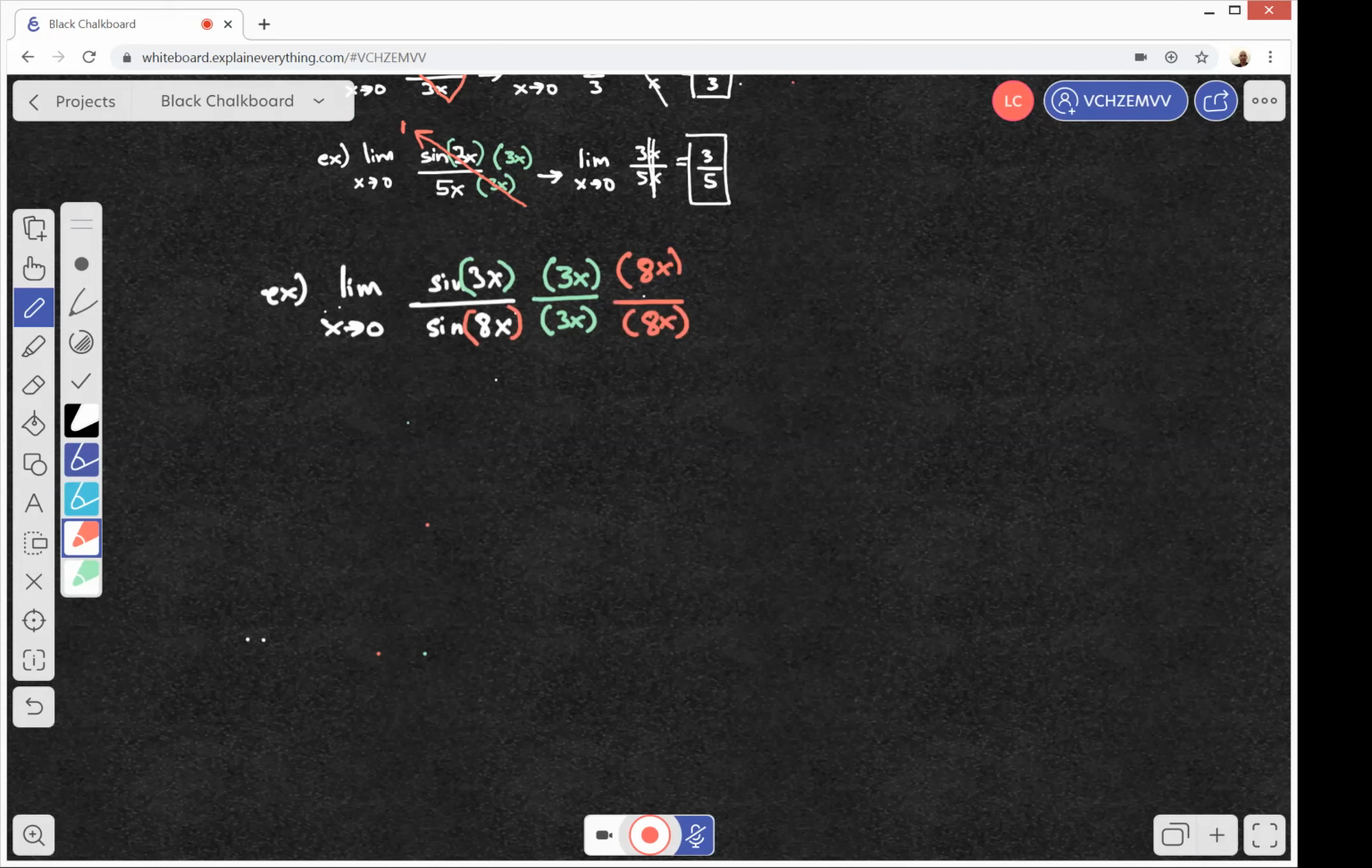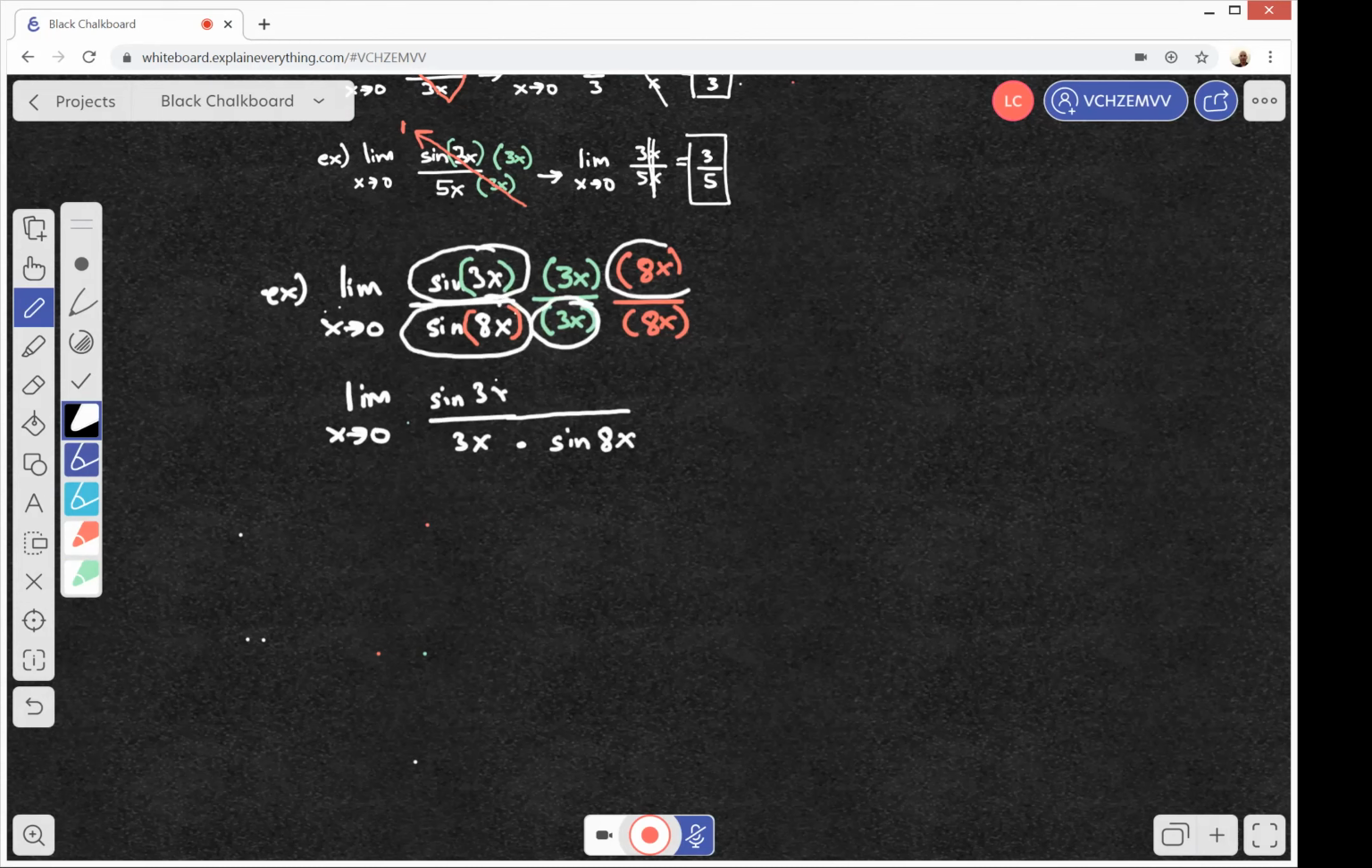Next, I could just rearrange these terms. So I'm just gonna move things around. Sine 3x, I'm gonna put the 3x right under it. I'm just gonna circle this sine 3x, and put this 3x right under it. Then I also have a times sine x, and I'm gonna put an 8x right above it. And I still have the 3x times the 8x on the bottom. So now I have these matches.